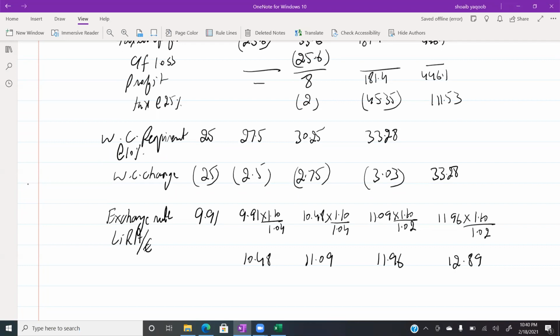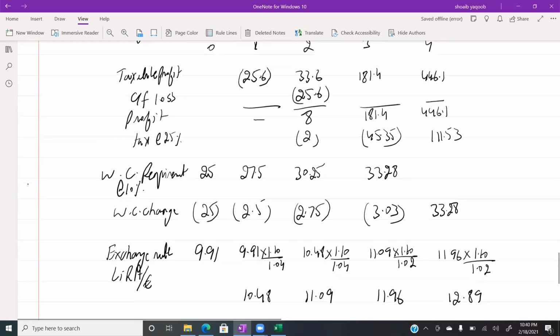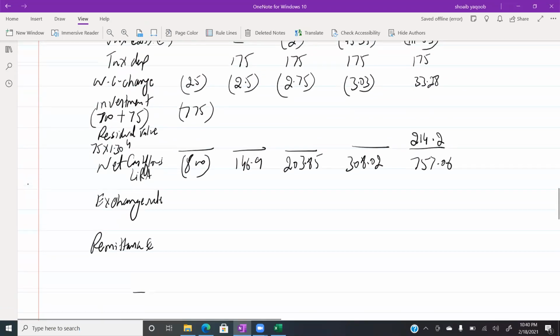Now write all the exchange rates above. 9.91, these are lira over euro. 10.48, 11.09, 11.96, 12.89. So what we have to do, we have to convert the lira into euro by dividing or multiplication. By using the division or multiplication? Division. Please convert.